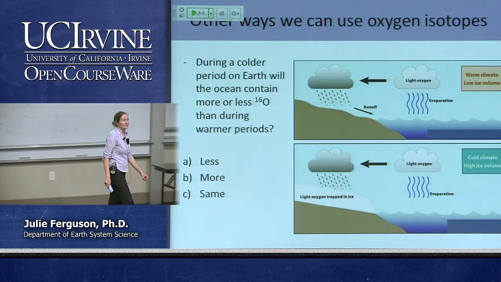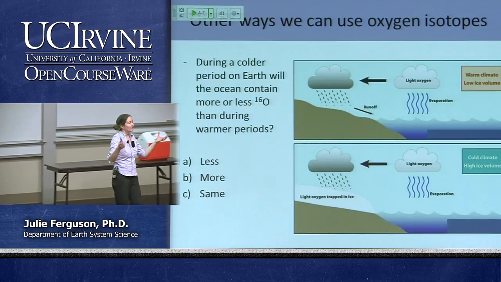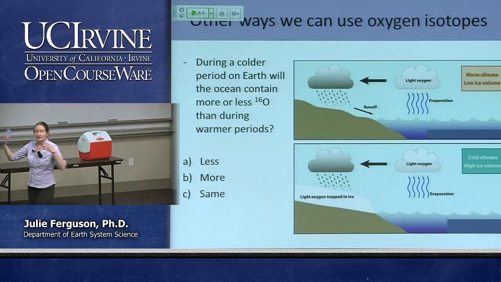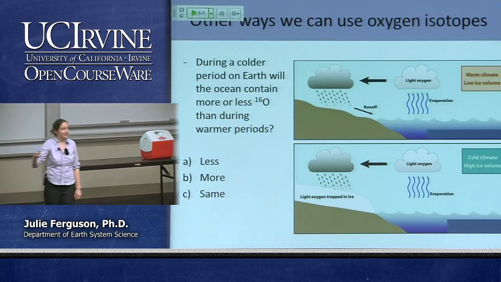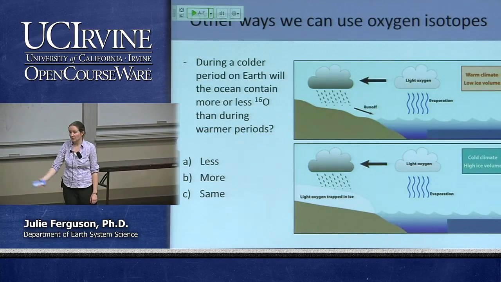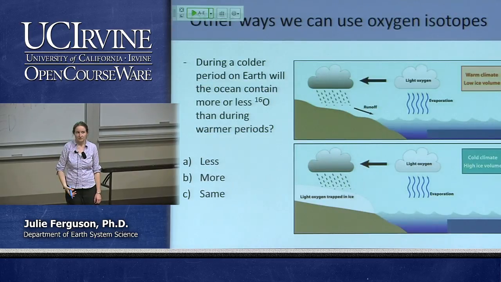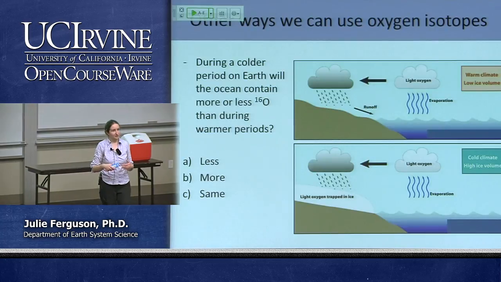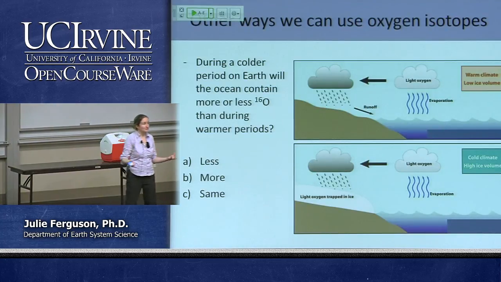In my warm climate, I have evaporation. That oxygen 16 is getting into my atmosphere. It's traveling and it's raining out. But as it rains out, it doesn't build up on land. It just runs straight back into the ocean again. Okay? So my ratio of oxygen 16 to oxygen 18 is there's going to be more oxygen 16 in the ocean.